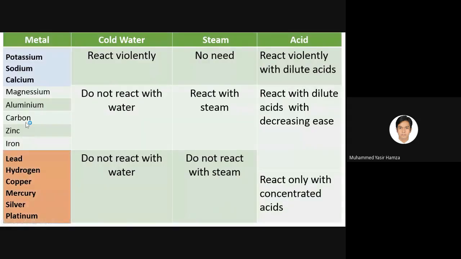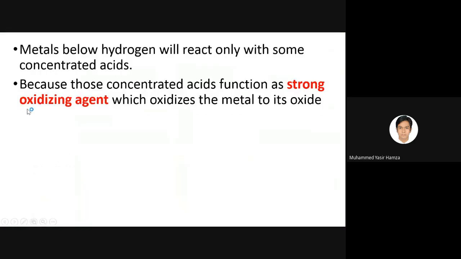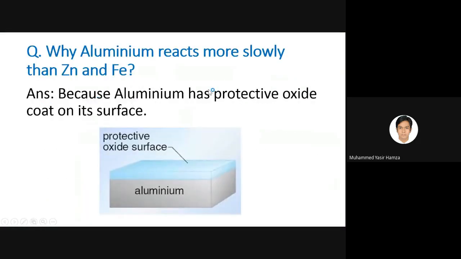As I am taking you back to this series, as you can see, iron and zinc are sitting below the aluminum. So in general, aluminum has to be more powerful, right? Aluminum has to be more reactive than zinc and iron, but it is not. Aluminum actually reacts more slowly than zinc and iron, though they are sitting below the aluminum. Why? Because there is an aluminum oxide, called a protective oxide coat, on its surface.